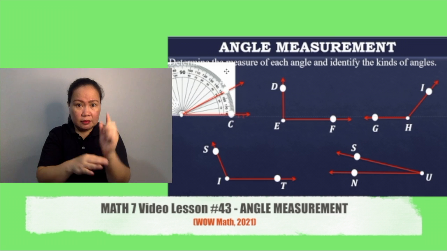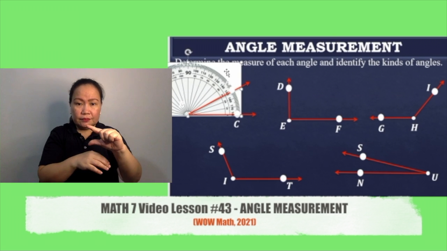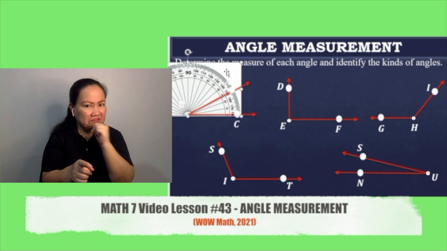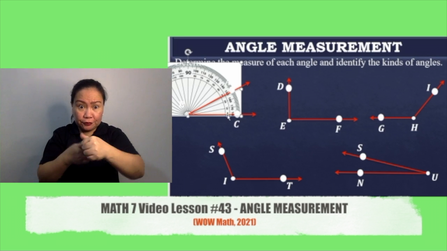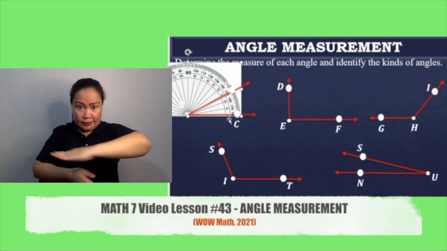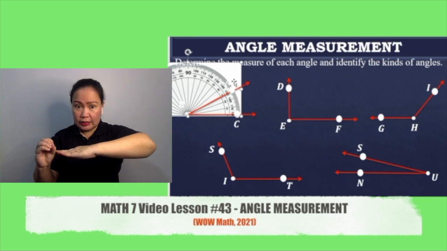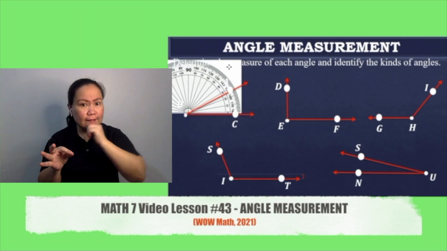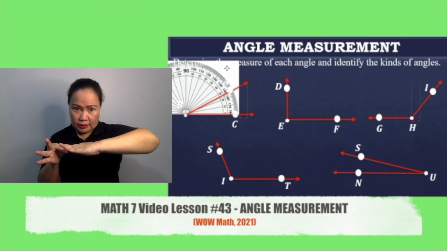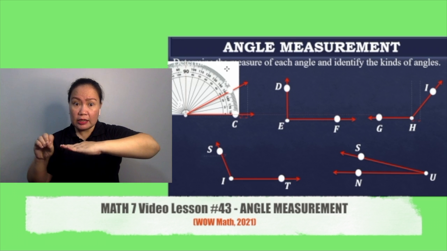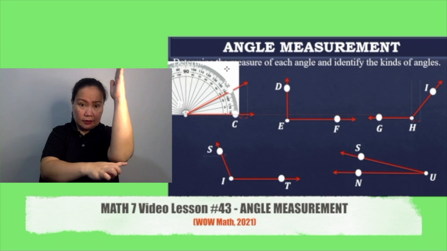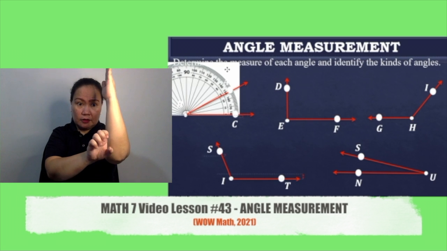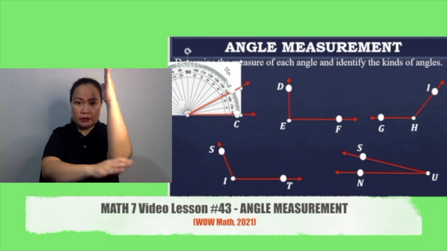Now, after mong itapat, okay na po ba? Hindi pa po. Make sure na yung ating initial side, ito po yung initial side natin, dapat po naka-align siya doon sa 0 degree. So, aside from dapat make sure na tapat yung vertex natin doon sa index ng ating protractor, dapat po naka-align din po yung ating 0 degree. So, ayan po siya. Okay. So, ito na po siya.